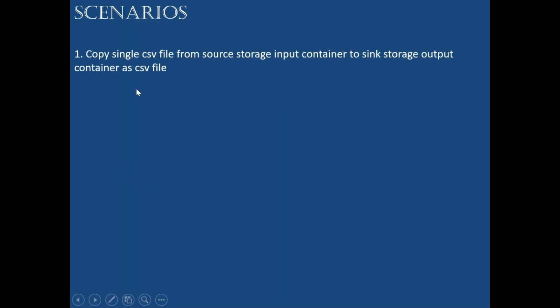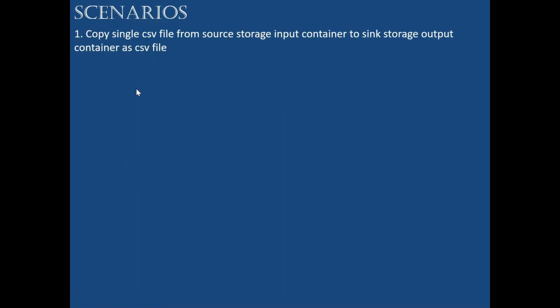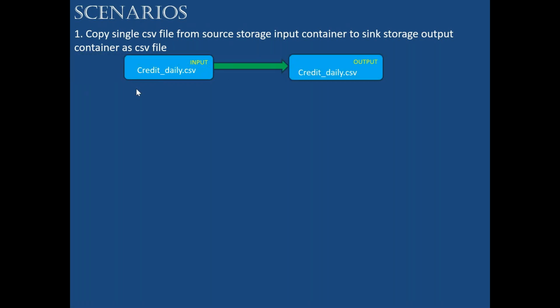First thing that we will do is the same lab as yesterday: copying a single CSV file from the source storage input container to the sink storage output container as a CSV file. For example, you have an input container with a CSV file. That file as it is, I want to copy into the target. That is the first thing that we will be doing today.